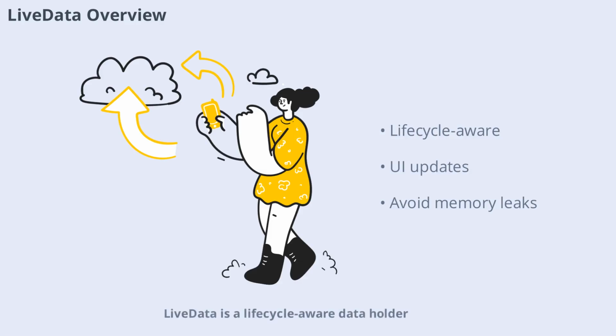LiveData is a lifecycle-aware data holder that notifies observers when data changes. It's commonly used with ViewModel to update the UI reactively. Interviewers may ask about LiveData's benefits, how it differs from other observable patterns, and how to avoid common pitfalls like memory leaks.